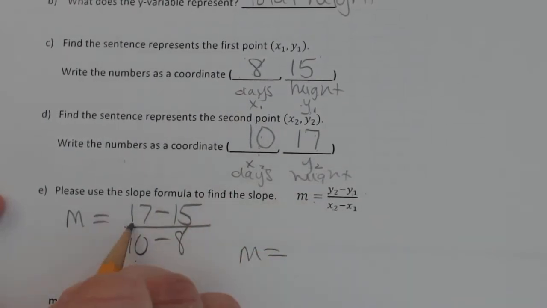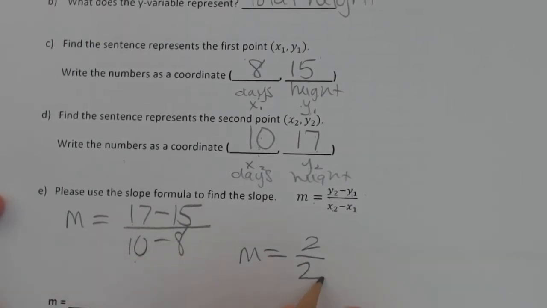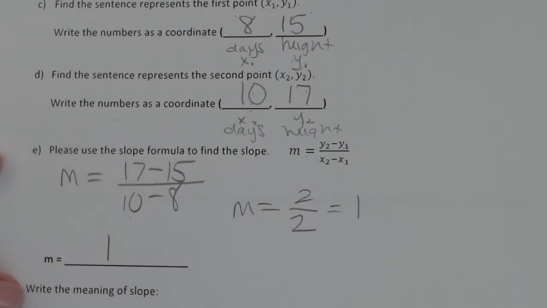So m equals 17 minus 15 is 2. 10 minus 8 is 2. And I can divide that out, which is 1. So my slope here is 1.